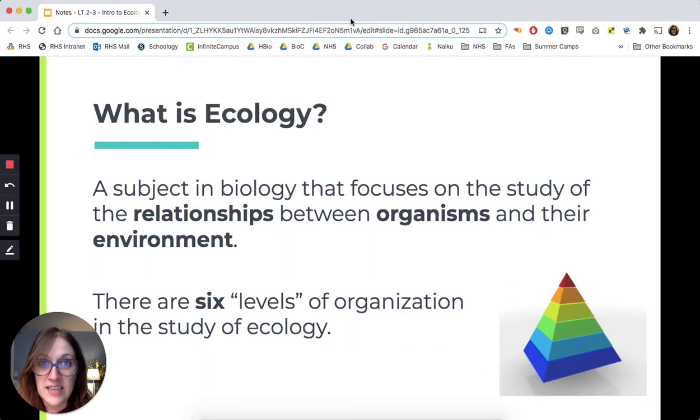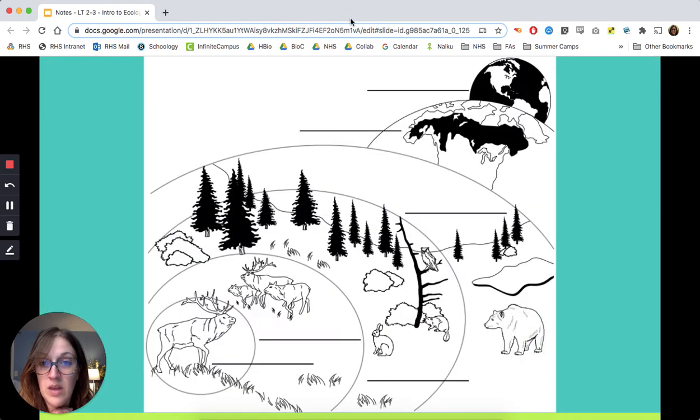So what exactly is ecology? Ecology is a subject in biology that focuses on the study of the relationships between organisms and their environment. Similar to this pyramid, there are 6 levels of organization within the study of ecology. Starting with the smallest level of ecology is species or organism. For example, in this picture, there is a single elk.